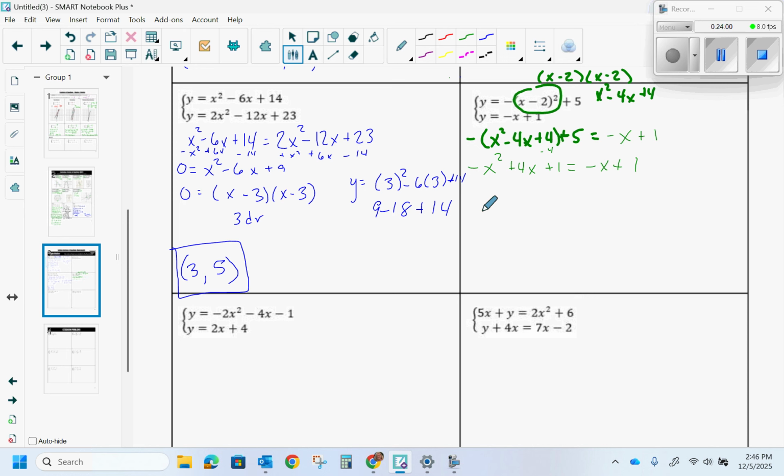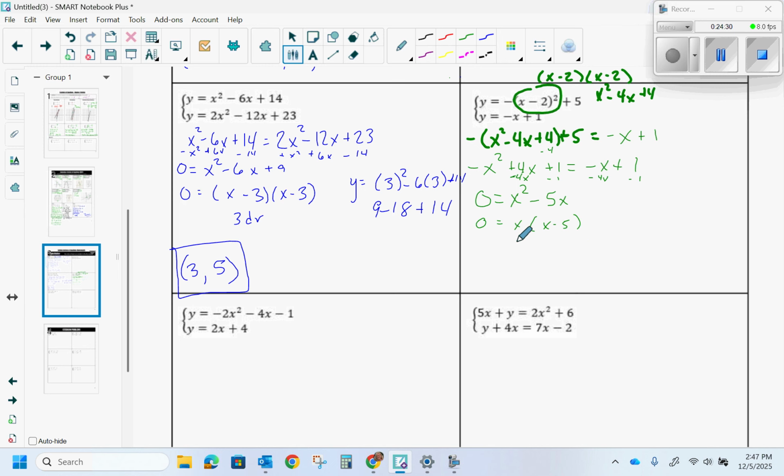So I also don't love this negative x squared, so I'm going to get everything over to the right-hand side. So I'm going to add x squared to the other side. There's no other x squared, so it's just adding x squared. Subtract 4x. Subtract 1. Well, those cancel, right? If we need to show the work, minus 4x, minus 4x, minus 1, minus 1. Okay? Factor.